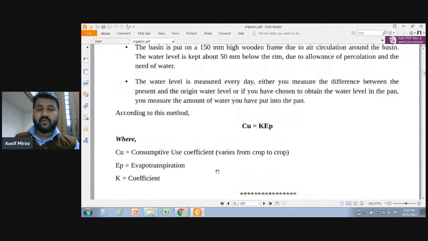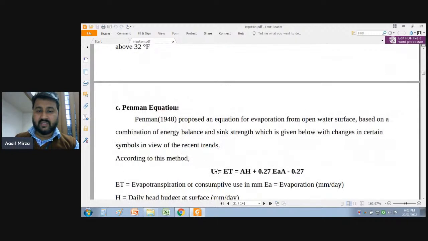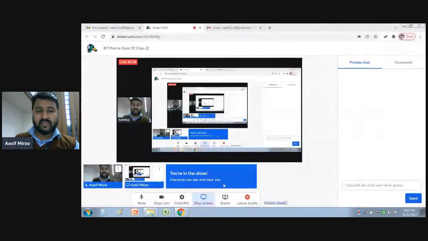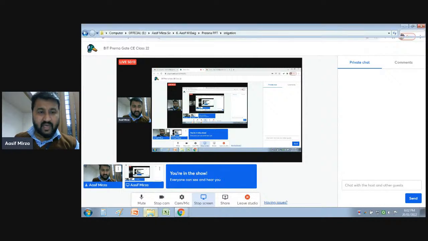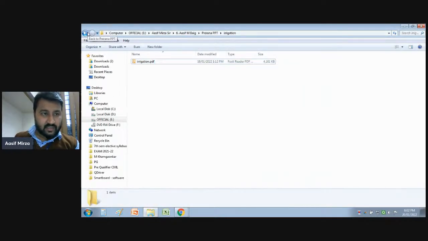Now, at this moment, we have completed this topic. Now we will move towards the questions which were asked in the GATE examination, and on the basis of that, we will have some question-answer session. Okay, so let's move towards this.